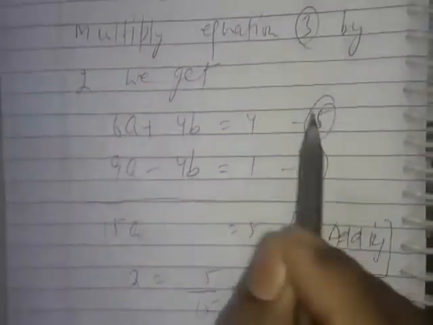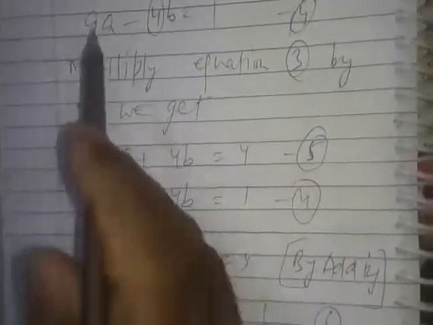Now we simplify equation number 5, which is the new form of equation number 3, which we have obtained by multiplying equation number 3 by 2, and equation number 4 in the original form, 9a minus 4b is equal to 1. Since the numerical coefficients of variable b have opposite signs, we will add these two equations.